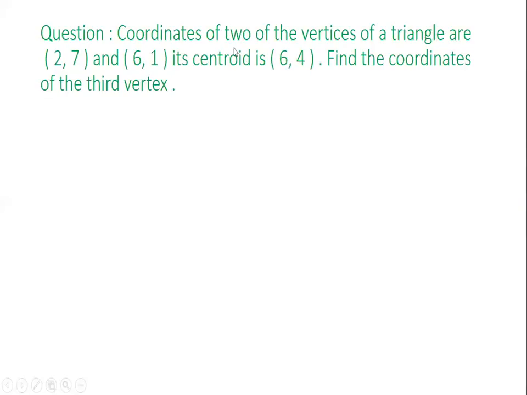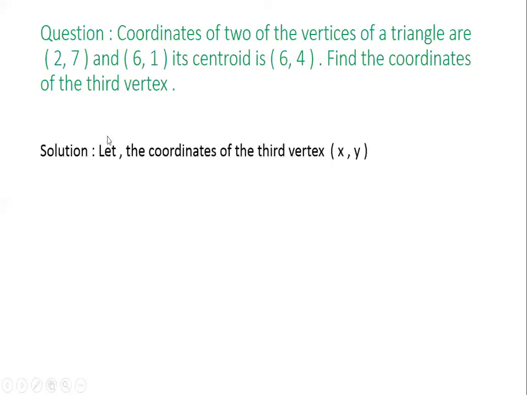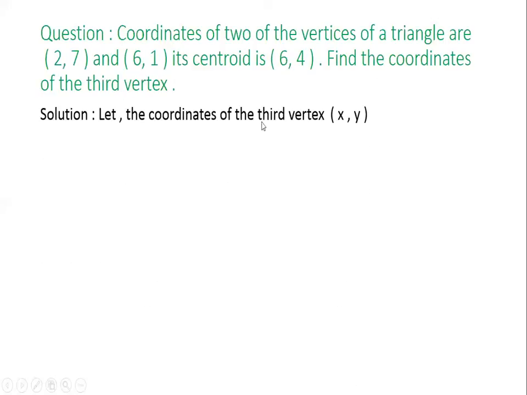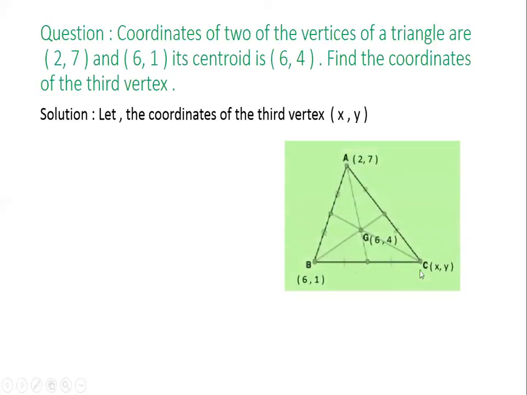Coordinates of two of the vertices of a triangle are (2, 7) and (6, 1). Its centroid is (6, 4). Find the coordinates of the third vertex. Let the coordinates of the third vertex be (x, y). Here the point A is (2, 7), B is (6, 1), and the centroid is (6, 4).